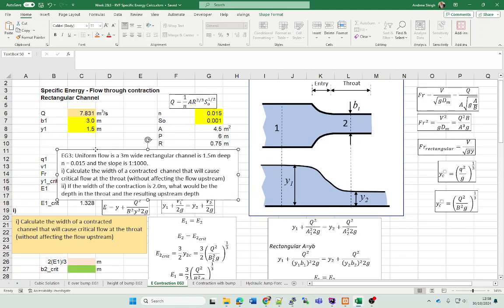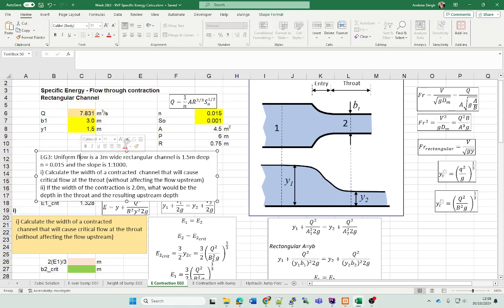So the question is saying, well, we've got uniform flow in a 3 metre wide channel, 1.5 metres deep, Manning's N of 0.015 and a slope of 1 in 1,000. So this Manning's N and the slope and the width are essentially there to help us calculate the flow rate, because it says it's uniform flow, so we're going to use Manning's for that. They're not related to the energy calculations. So let's first do that.